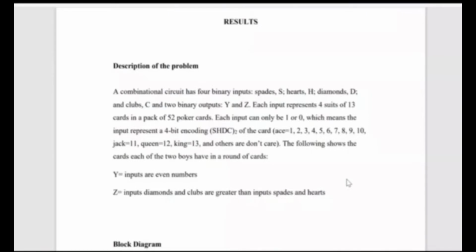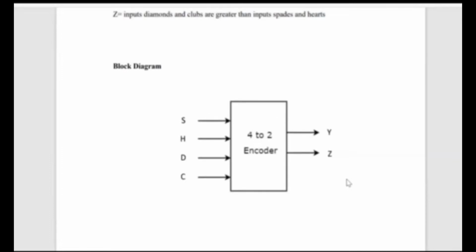The description of the problem of this assignment is: a combinational circuit has 4 binary inputs, which are S representing spades, H representing hearts, D representing diamonds, and C representing clubs, and 2 binary outputs, Y and Z. Each input represents 4 sets of 13 cards in a pile of 52 playing cards. Each input can only be 1 or 0, which means the input represents a 4-bit encoding SHDC base 2. Y will represent that the inputs are even numbers, while Z will be when the inputs diamonds and clubs are greater than the inputs spades and hearts.